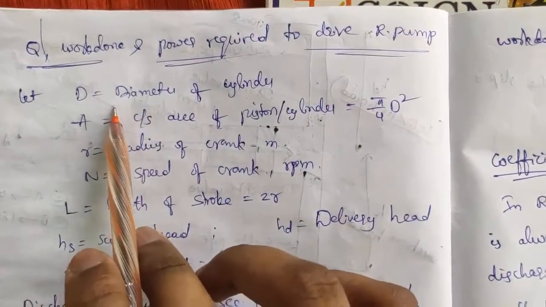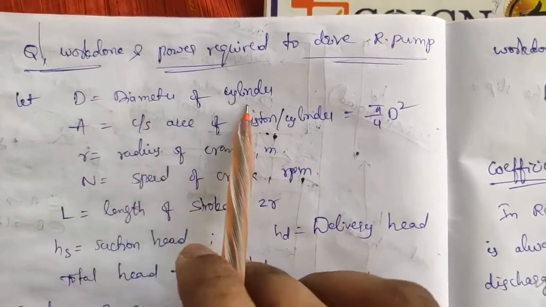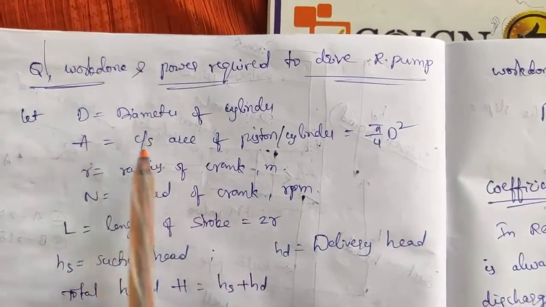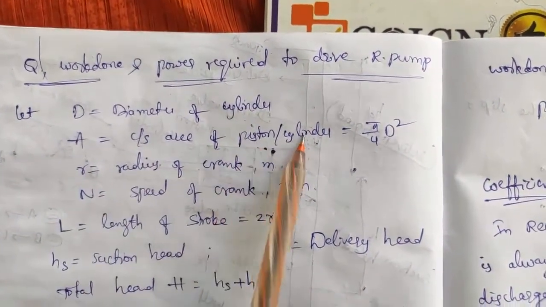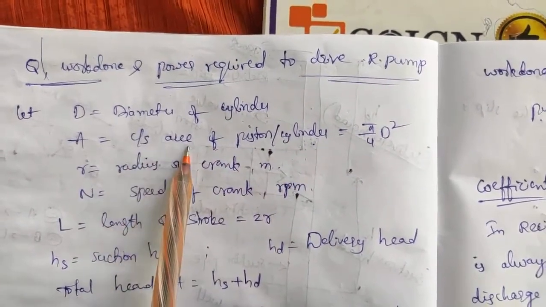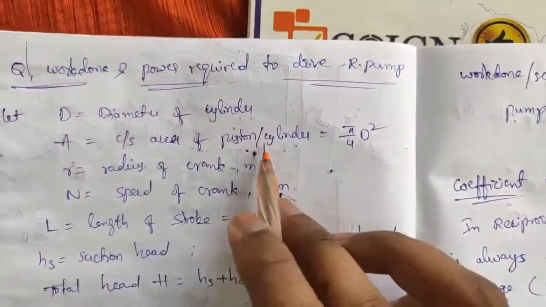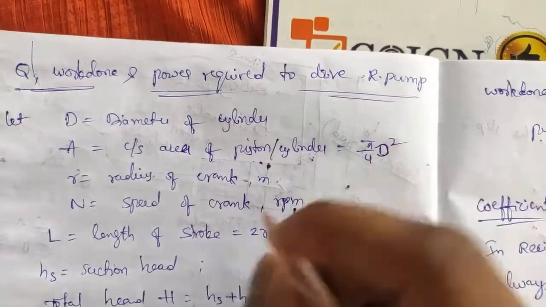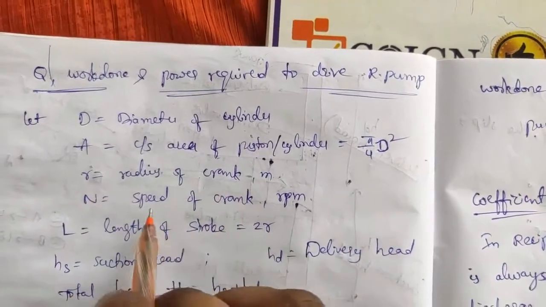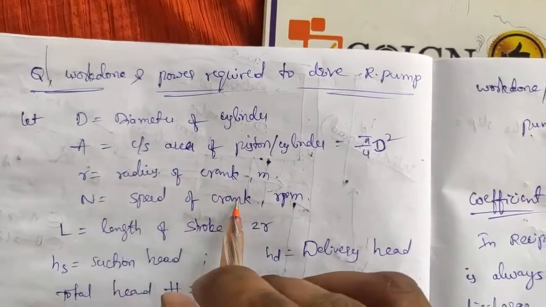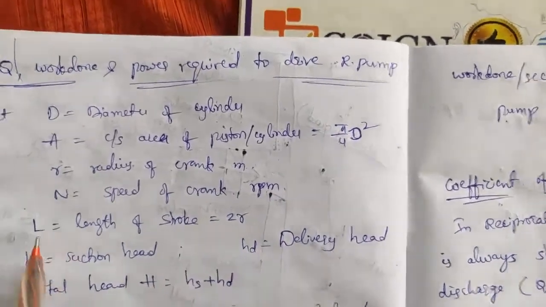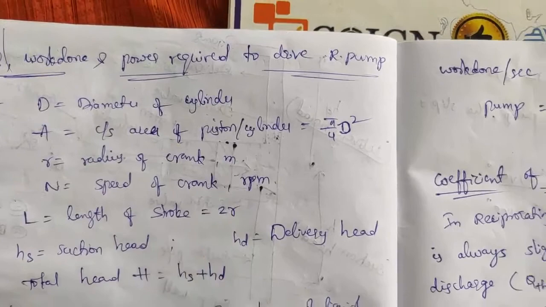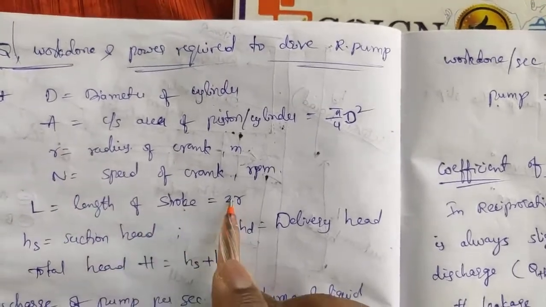Let capital D be the diameter of the cylinder. A is the cross sectional area of the piston or cylinder, that is equal to pi by 4 D square. R is the radius of crank in meters. N is the speed of crank in RPM. Capital L is the length of stroke, that is equal to 2R.